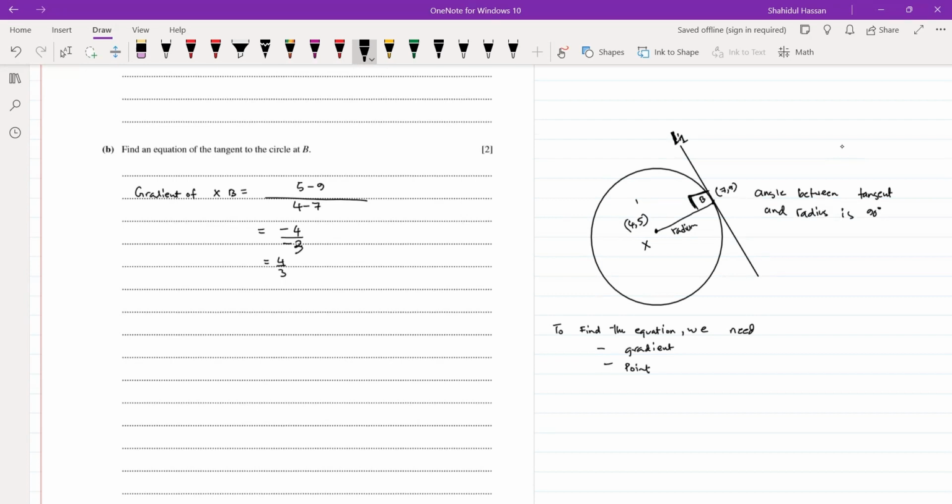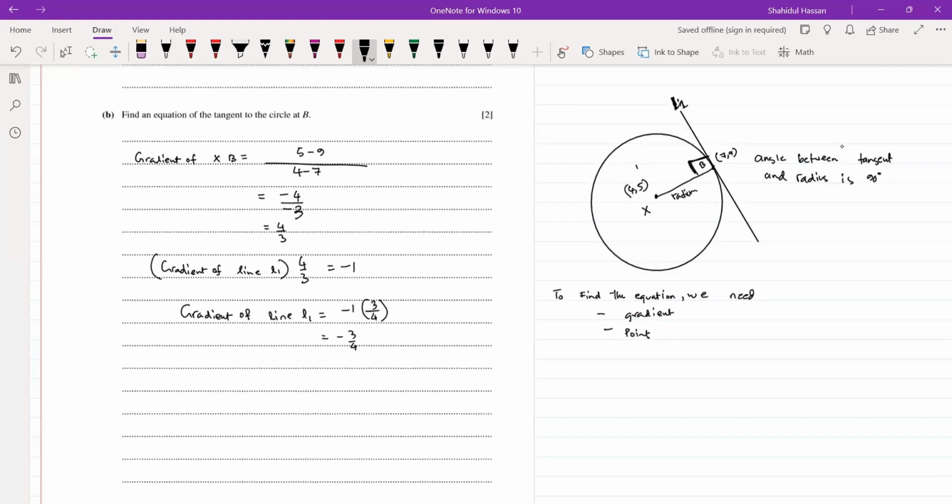Now, the gradient of line L1 is not 4 by 3. However, the gradient of L1 multiplied by 4 by 3 should be equal to minus 1, because these two lines are perpendicular. When two lines are perpendicular, the product of their gradients is minus 1. So the gradient of L1 is minus 1 multiplied by 3 divided by 4, which is minus 3 by 4.